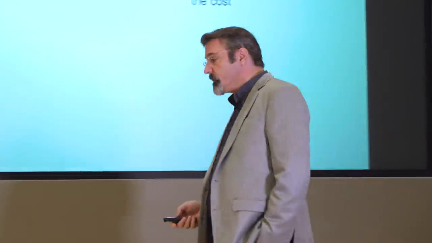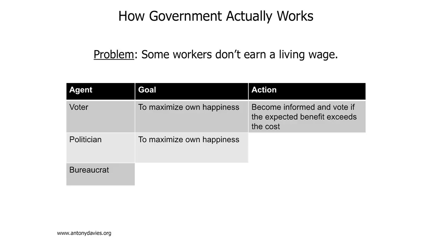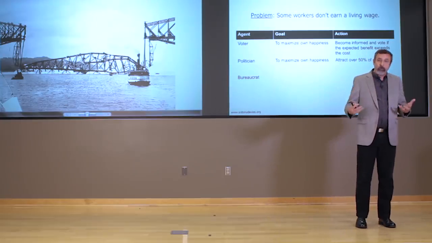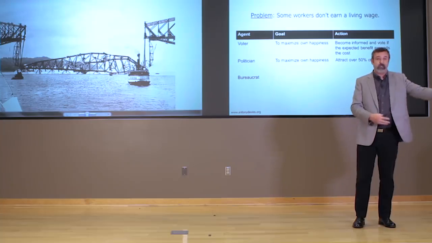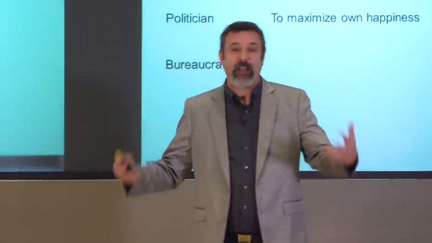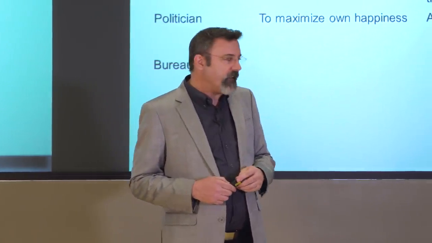Now we have the politicians. The politicians also are human beings, which means their goal is to maximize their happiness. And how do they go about maximizing their happiness? By attracting at least 50% of the voters. If the politician does not attract 50% of the voters to vote for him, he's no longer a politician, he's now something else. So the politicians that persist will be the ones whose goal it is to attract 50% of the voters.